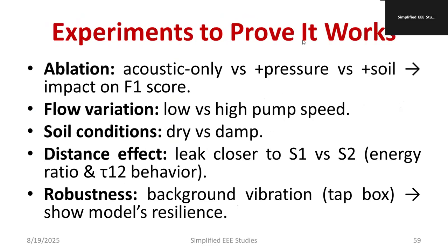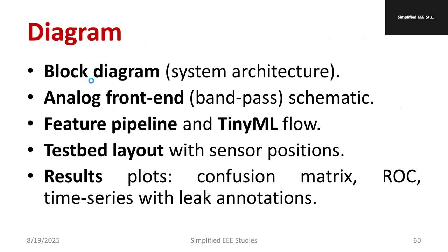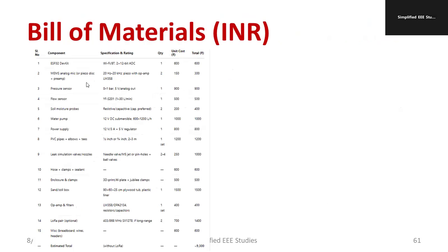So, experiments to prove it works: flow variation, soil conditions, distance effect, robustness. All the parameters you can test effectively. As for the block diagram, you are expected to draw it as I have shown you earlier, and you can modify it if you want. Analog front end, features pipeline, test bed layout. You have to plot the results also: confusion matrix, receiver operating characteristic curve, time series with the leak annotation. All those things you have to add. The approximate cost is around 10,000. Within 10,000, you can manage this project within AEC.